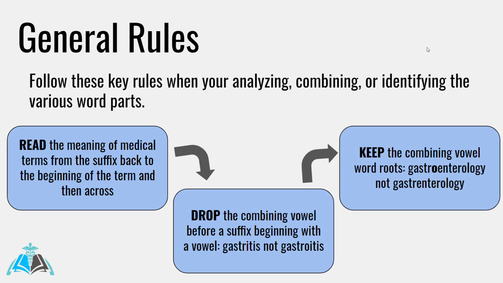So think of it like this. Root to root, you always keep the combining vowel, but when you're going from root to a suffix that begins with a vowel, you drop the vowel. That seems a little bit confusing, but you'll get it through practice. And wording it also makes it a little bit more confusing, but just keep in mind that with practice, this will fall into place and it'll become like an instinct to you.